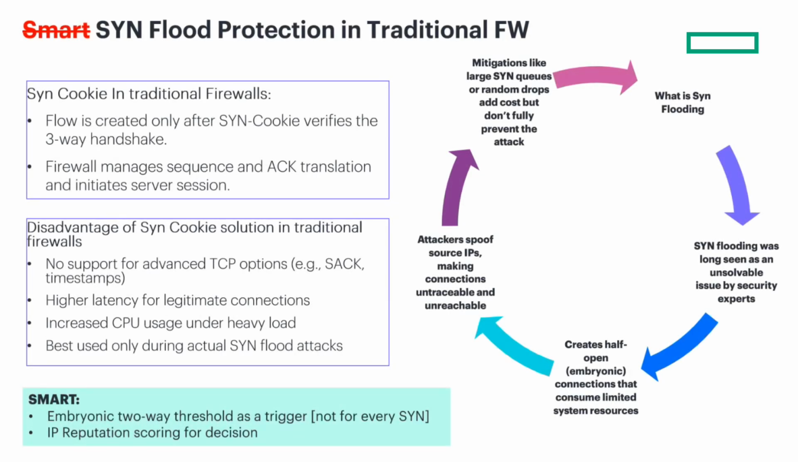And in traditional implementation, we see there is no support for advanced TCP options like SACK or timestamps or window scaling, but we try to make it efficient, which is through the embryonic two-way threshold as opposed to embryonic. Embryonic, you can think like a SYN is presented by the client. That state is considered embryonic, and a SYN and an ACK from a server is considered embryonic two-way. So there is some resources committed by the server.